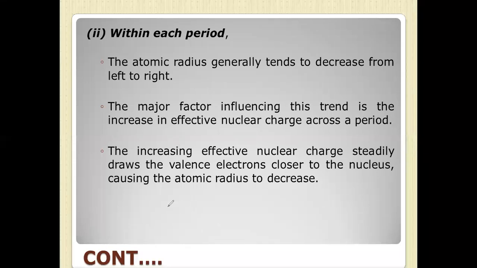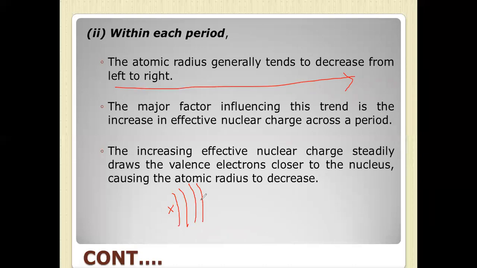So what is happening? The number of shells increases down the group. Therefore, you can say the radius is increasing. But along the period, what is happening? The radius is decreasing. What is the reason? The effective nuclear charge is steadily increasing.